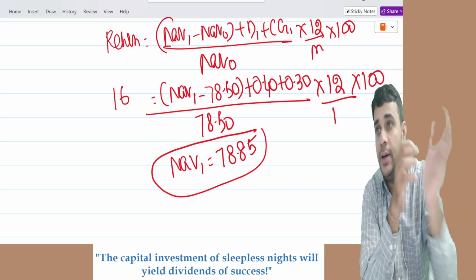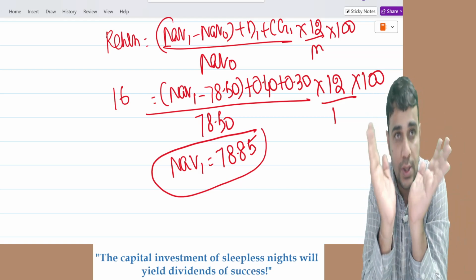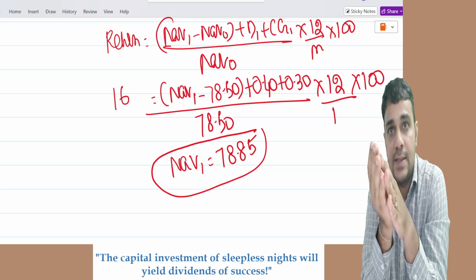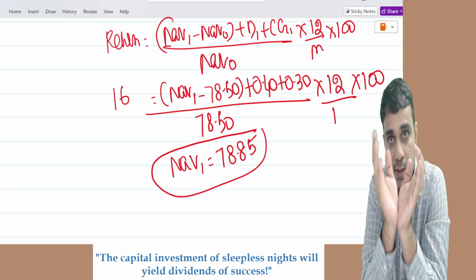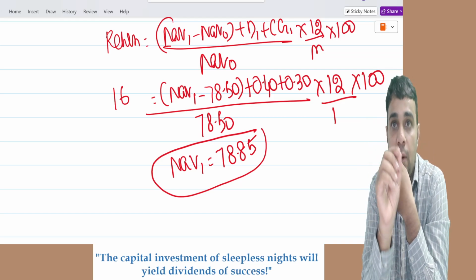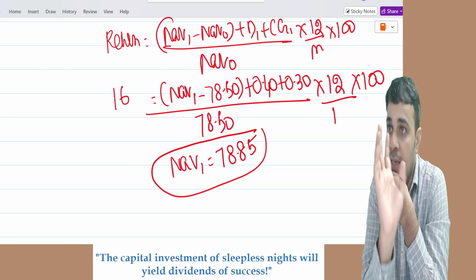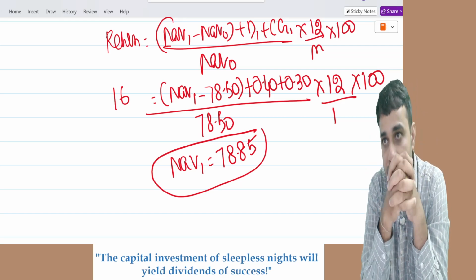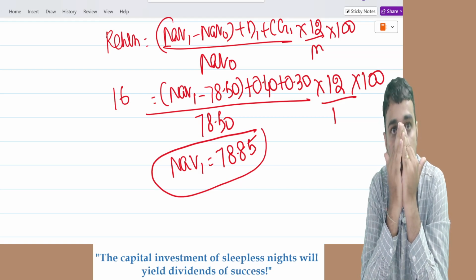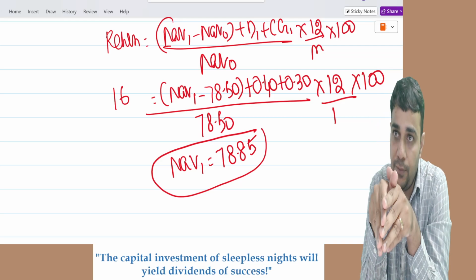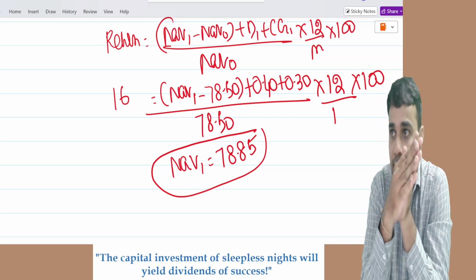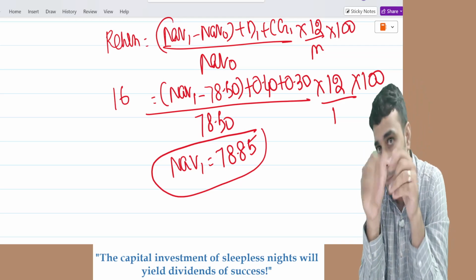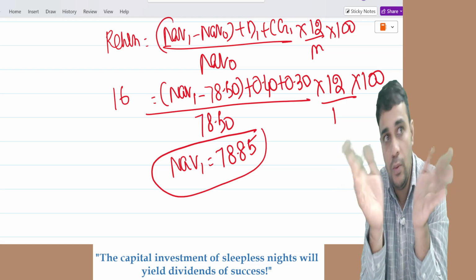You should get 78.85. One caution: whenever you do any reverse working question, which is anything where you calculate a balancing figure, after you are done, substitute 78.85 in place of NAV1 and check whether you are getting 16% or not. Many times students make mistakes in reverse working. The latest attempt had a huge number of reverse working questions. So in the calculator, after you are done: 78.85 minus 78.5 plus 0.4 plus 0.3, divided by 78.5, into 12 by 1, into 100. Are we getting 16 or not? Check it. Some up and down from rounding off is no problem. Huge up and down means errors in calculation.